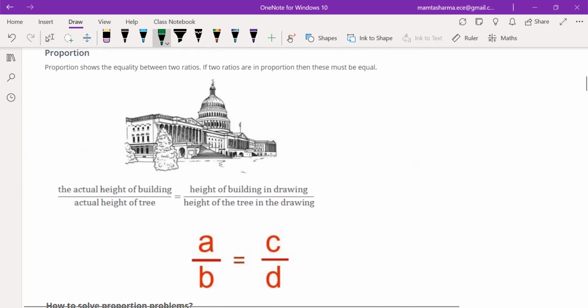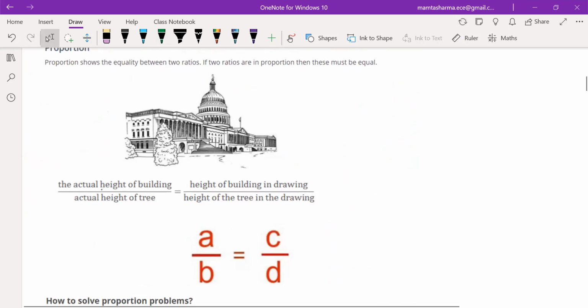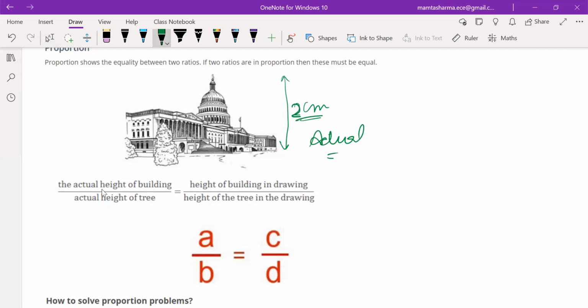Okay, now we will see proportion. Proportion, ratio, percentage, they are all used for comparing things. So where will we use proportion? If I say this is my building, is this the actual height of the building? Here in this picture the height is only 2 centimeter. Is that the actual height? No, the actual height can't be 2 centimeter.